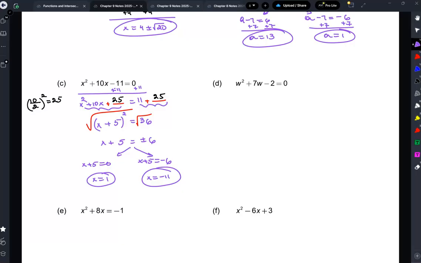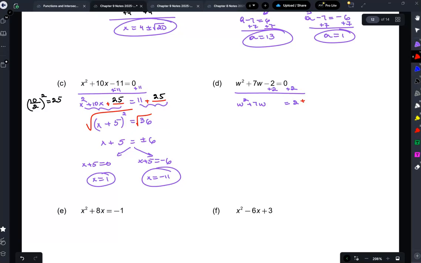Now, the next one has an odd number, a 7 for B. So let's see how that works. W squared plus 7w equals 2. Plus a number, plus a number. Okay. B is 7 divided by 2. Does it divide evenly? No. So I square. What do I get?